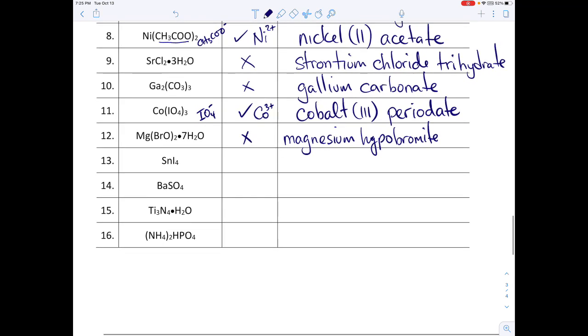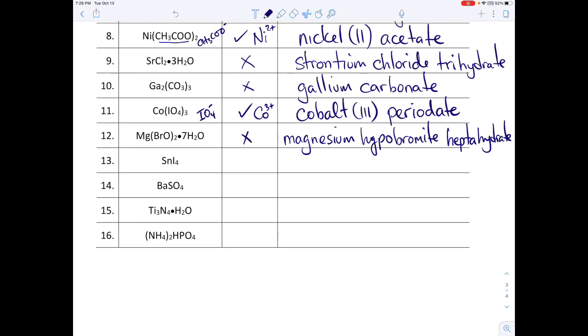And then it's got 7 waters attached. So 7, the prefix for this one is a little bit hard to remember, but it's hepta. H-E-P-T-A. Hepta means 7, and then hydrate. So magnesium hypobromite heptahydrate. That's a real mouthful of a name.